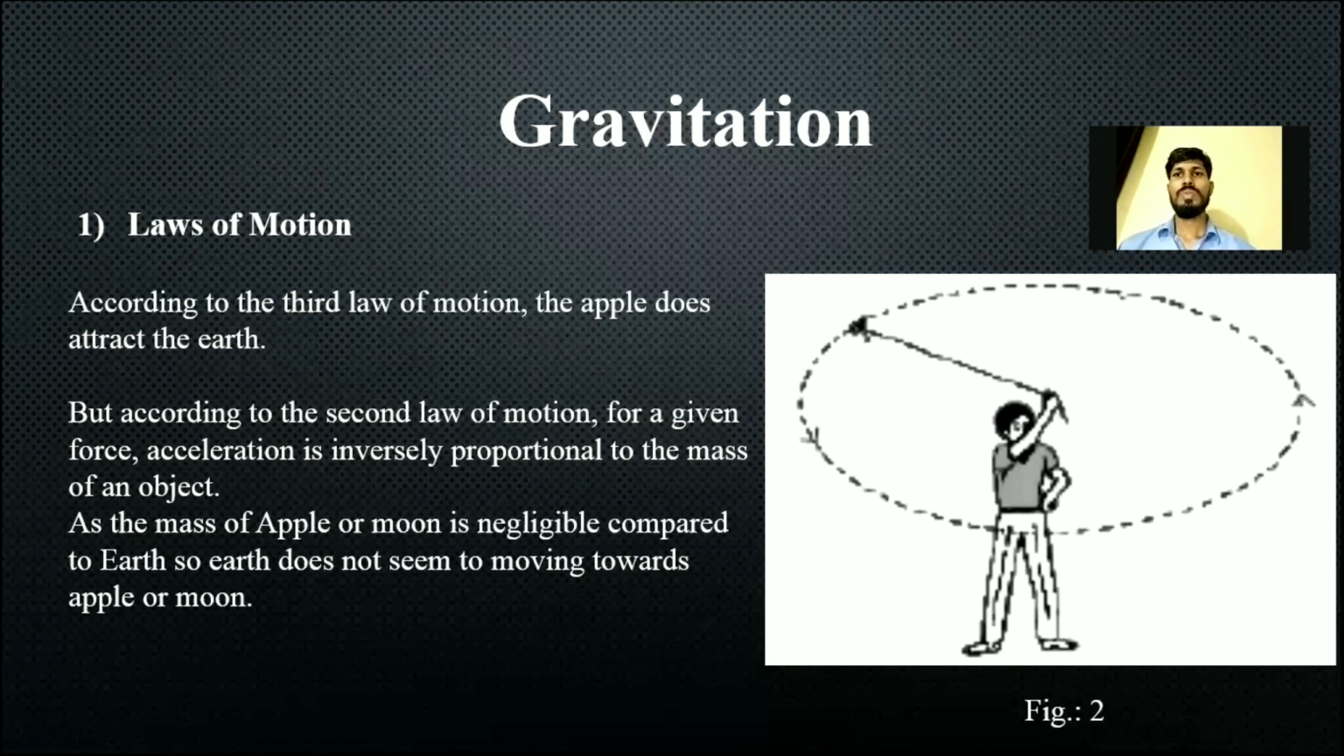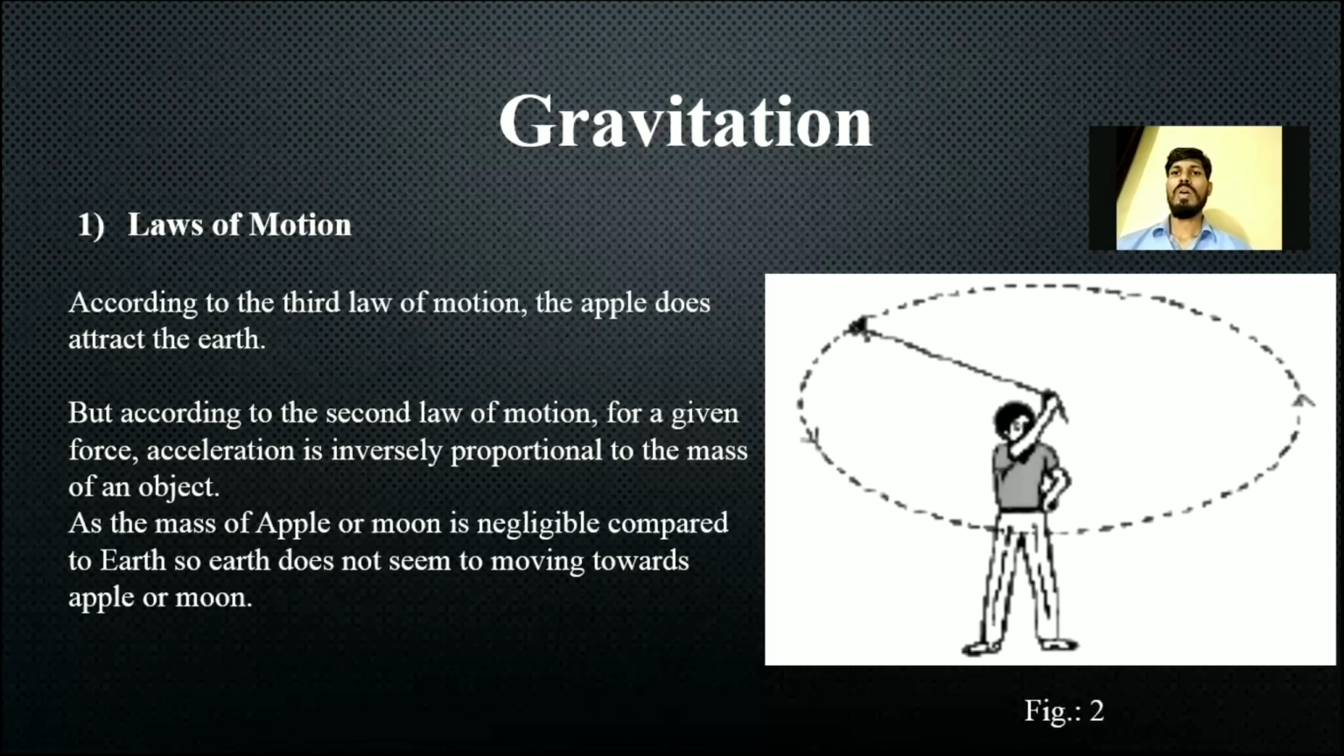But according to the second law of motion, for a given force, acceleration is inversely proportional to the mass of an object. Let us say for a given force F, acceleration A is inversely proportional to the mass M. Then how can we write the equation? M is proportional to 1 divided by the acceleration. If we put the proportionality constant as F, we get F upon A equal to M. If we rearrange that equation, it becomes F equal to MA. That is the definition of force we derive from the second law.